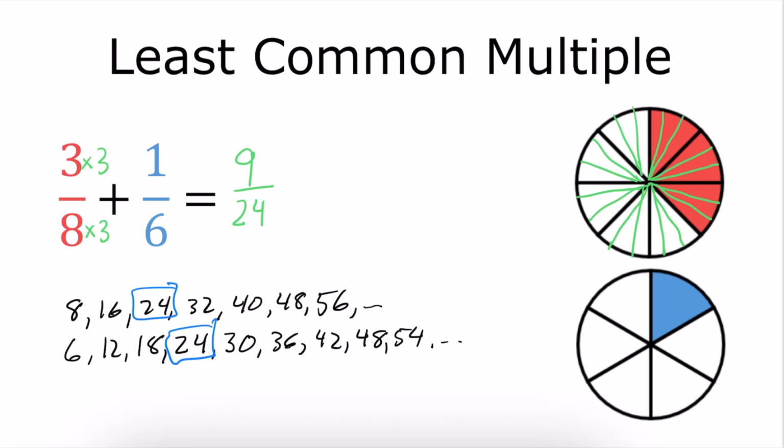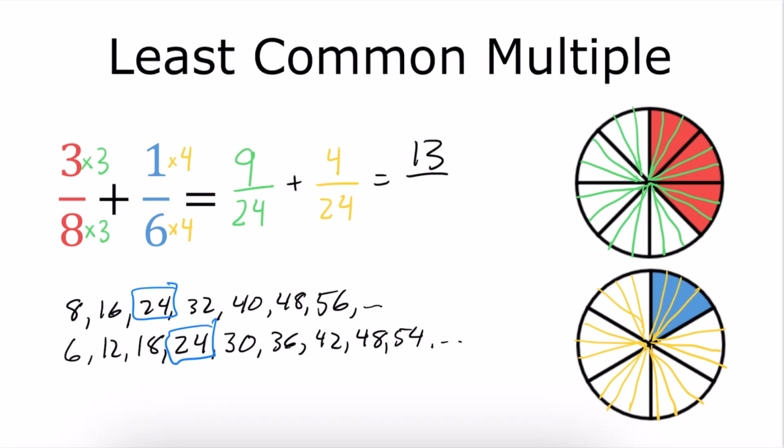Then, same thing with 1/6. I'm going to say, well, what times 6 equals 24? That's 4. So I'll do 6 times 4, which means I'm splitting up each one of these 6 into 4 smaller pieces to give me a total of 24 pieces in the circle altogether. So, looks like that. And that one piece that I had shaded before is now 4 pieces that are smaller. So I have 4/24. And now that I have that, I can do 9/24 plus 4/24. And notice that we get the same answer as we did on the last problem, but it's already fully reduced.